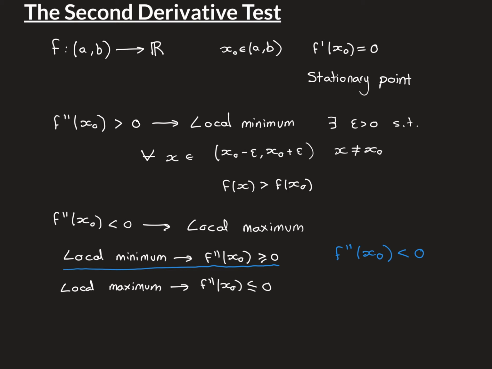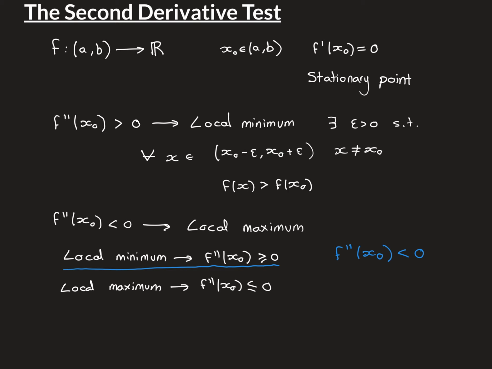And similarly for this one, if you have a stationary point that is a local maximum and the second derivative exists at that stationary point, then you can conclude that the second derivative at that point is less than or equal to 0. So our initial assumptions then for this proof by contradiction are that x0 is a stationary point, that it is a local minimum, and that the second derivative exists there.